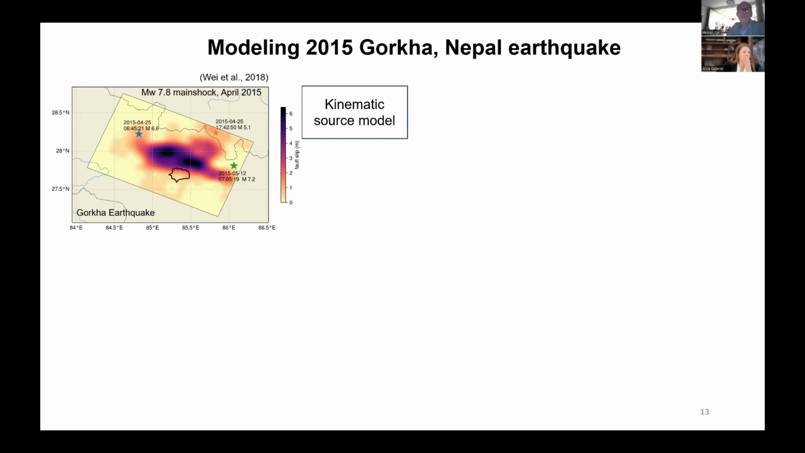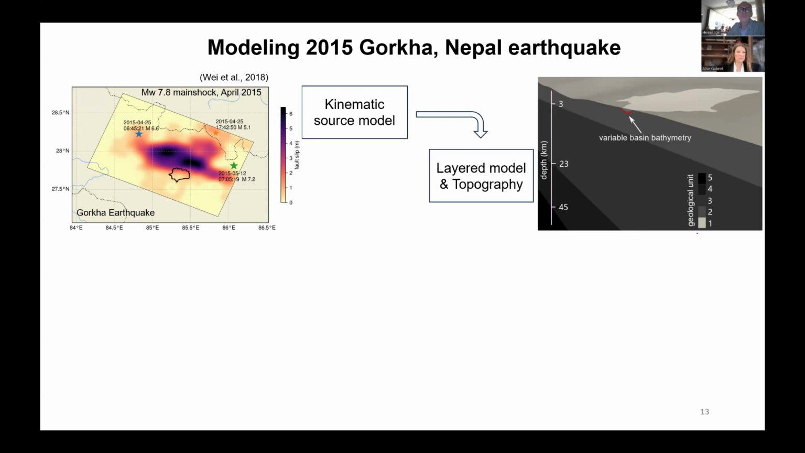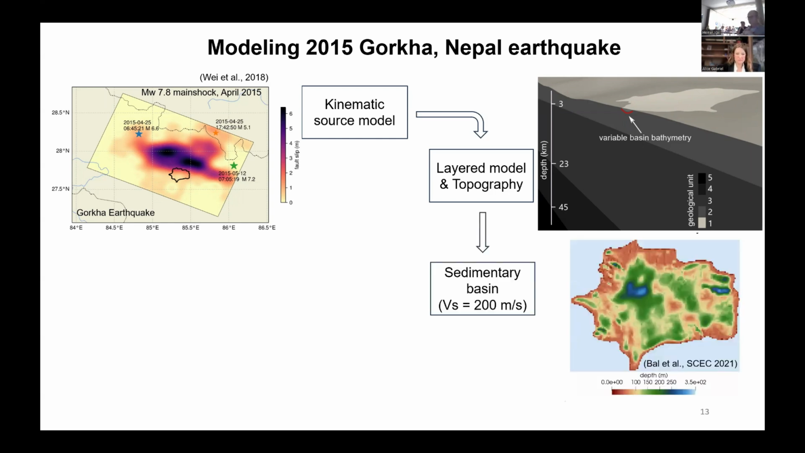With these sources, we injected them into a simulation domain, which here is a layered model that contains 5 geological units. Among them, there is one special layer, which is the sedimentary basin. It has a very small size. The depth of it varies from 0 to 350 meters. This is particularly small compared with the entire simulation domain, which is a few hundred kilometers. The other feature of the basin is that it has a very low wave speed. It is only 200 meters per second in shear waves, which is 1 order of magnitude lower than the bedrock.